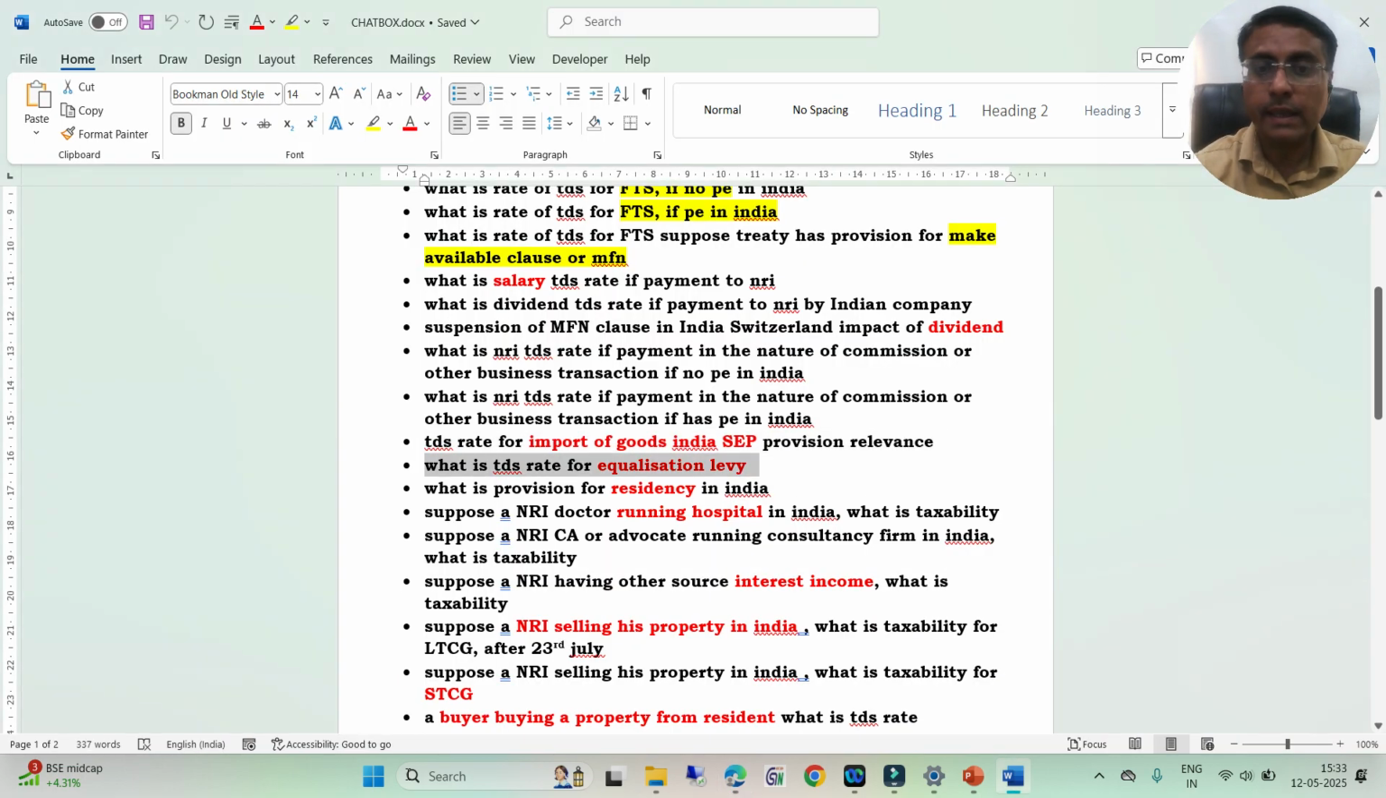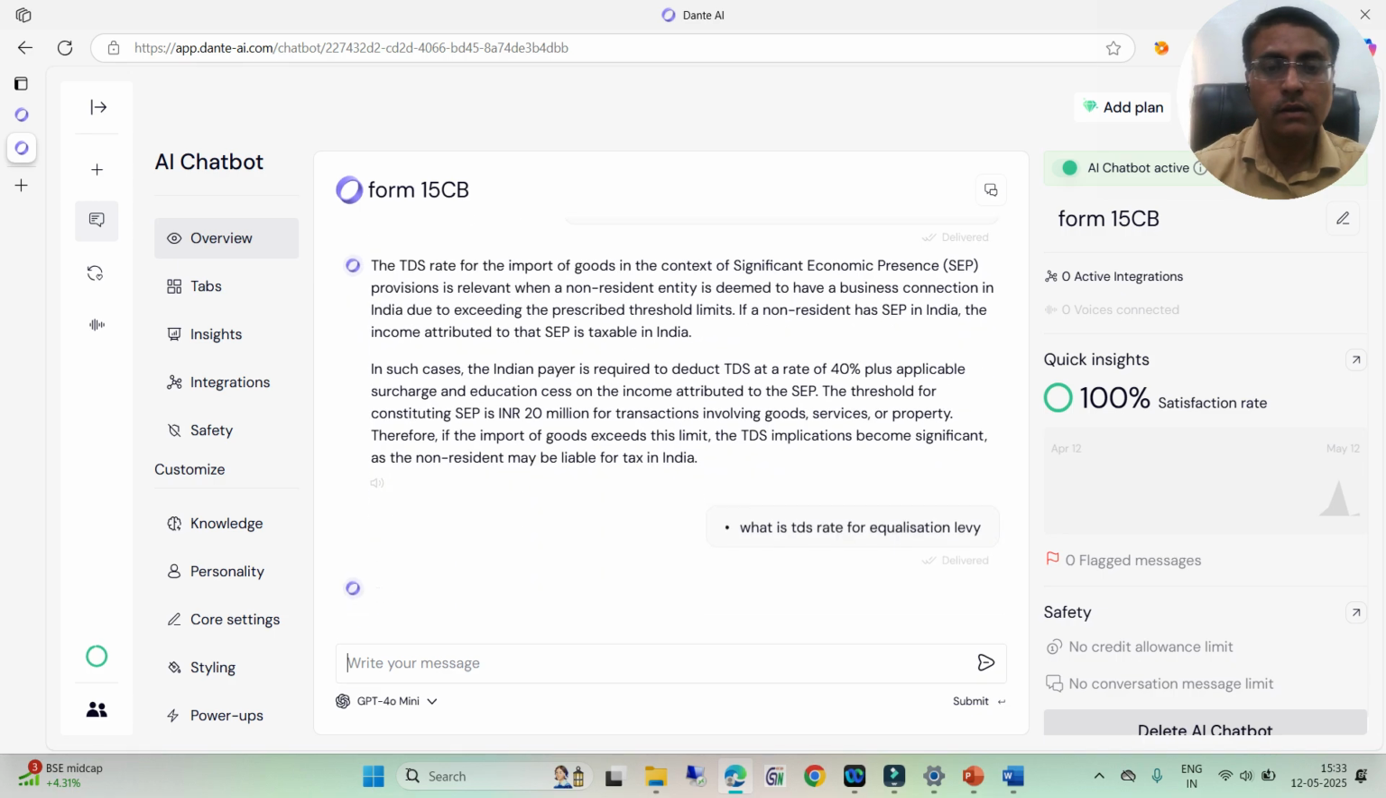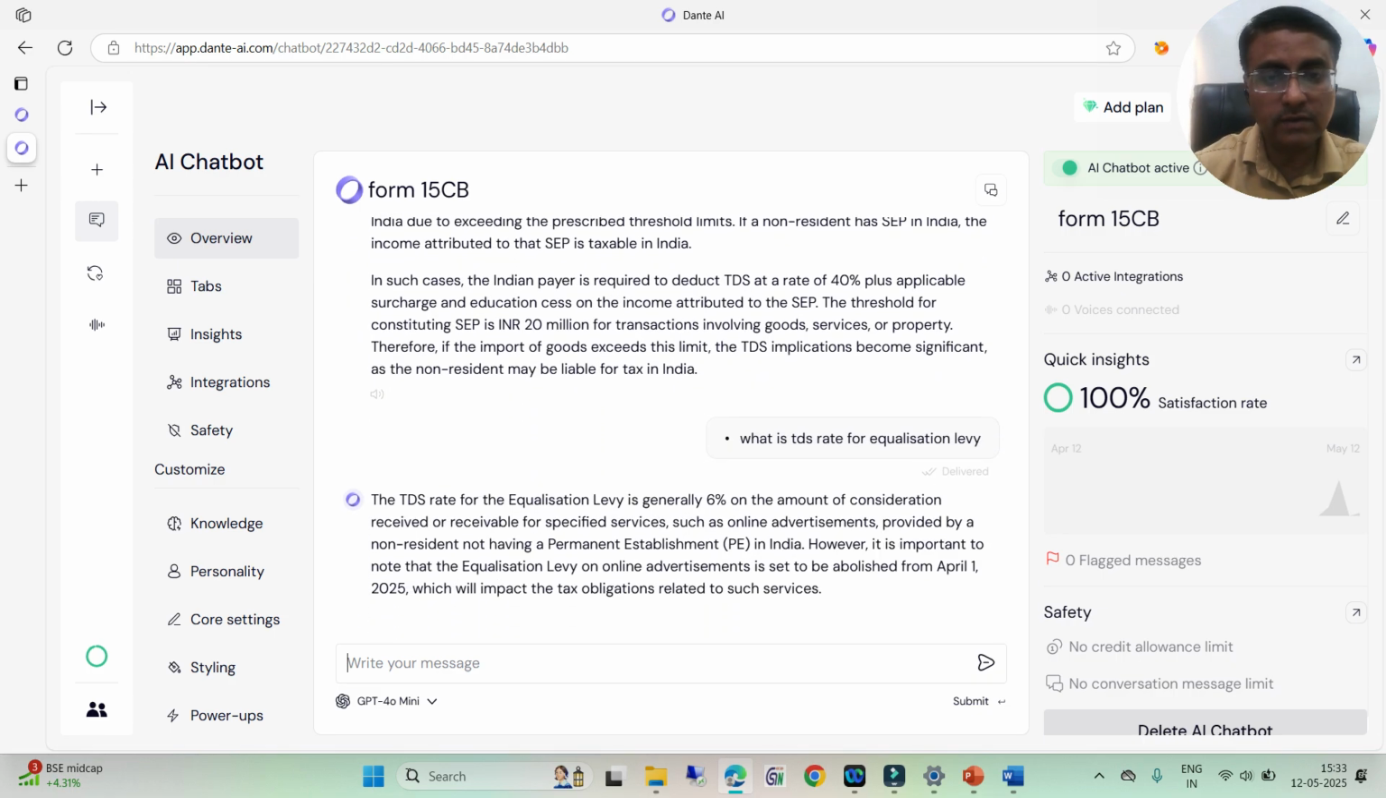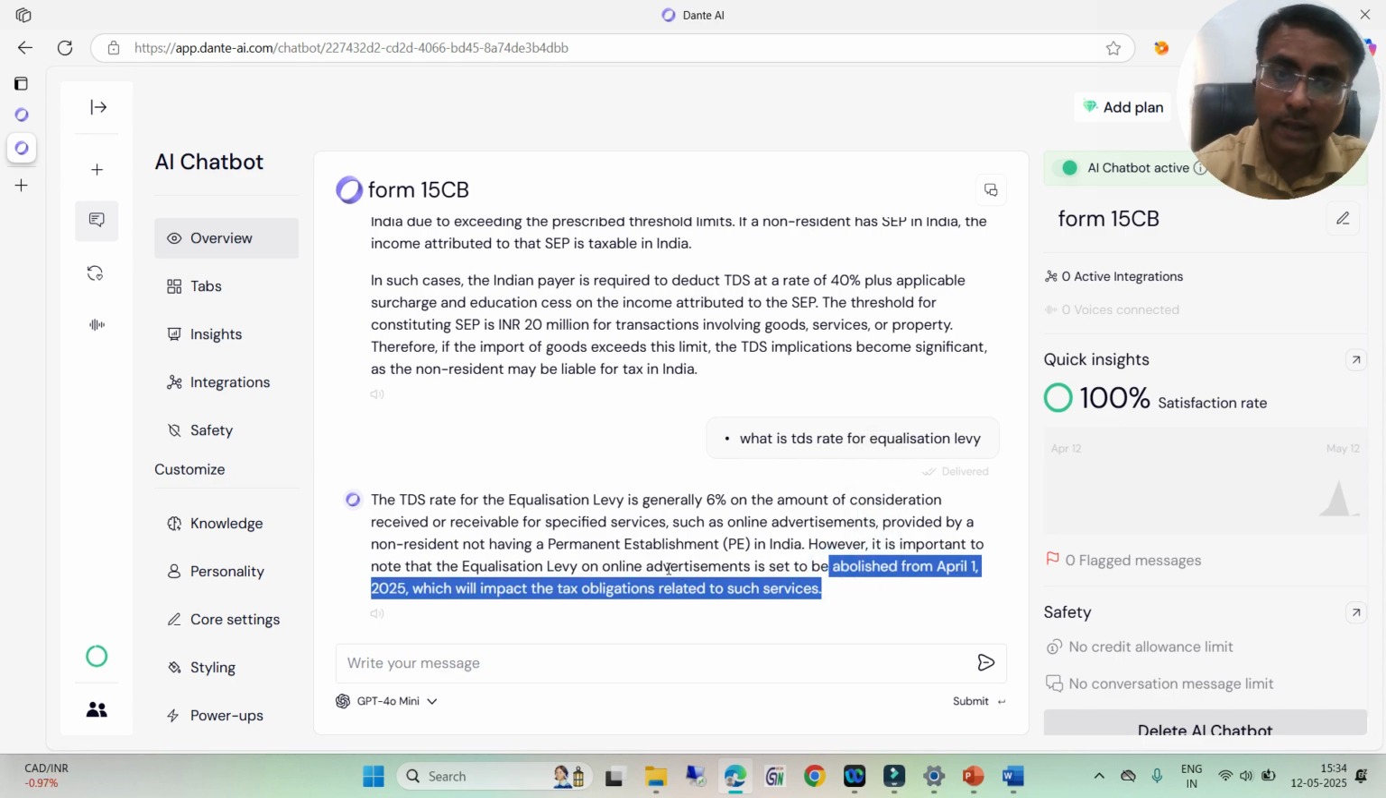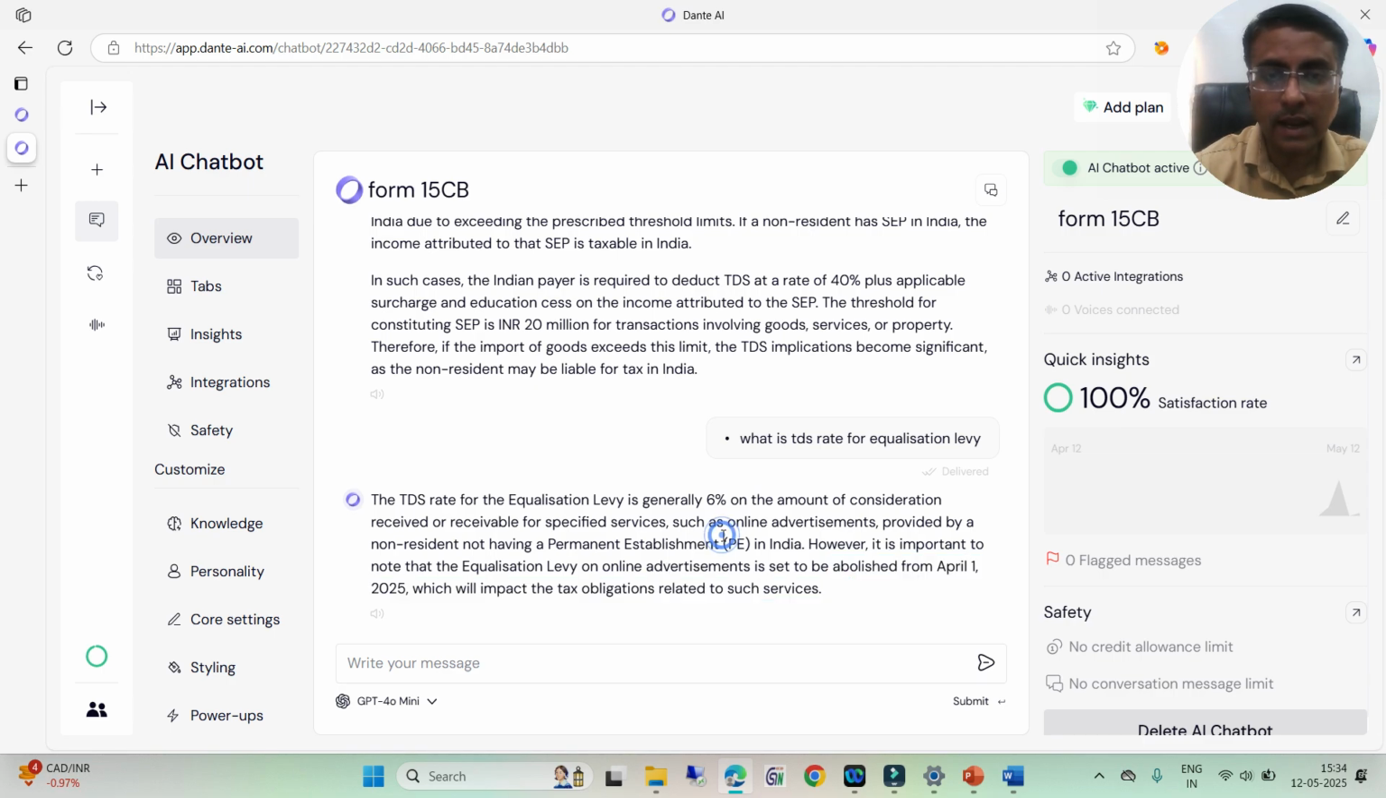In the same way, the equalization levy has been abolished with effect from April 2025. Normally the 6% Google tax and the 2% Amazon tax were applicable, but with effect from 2025 this equalization levy has been abolished. And I also asked what the TDS rate is in respect of equalization levy. That is not covered by the Income Tax Act; that is covered by the Finance Act. So there is no TDS, no form of levy in respect of equalization.